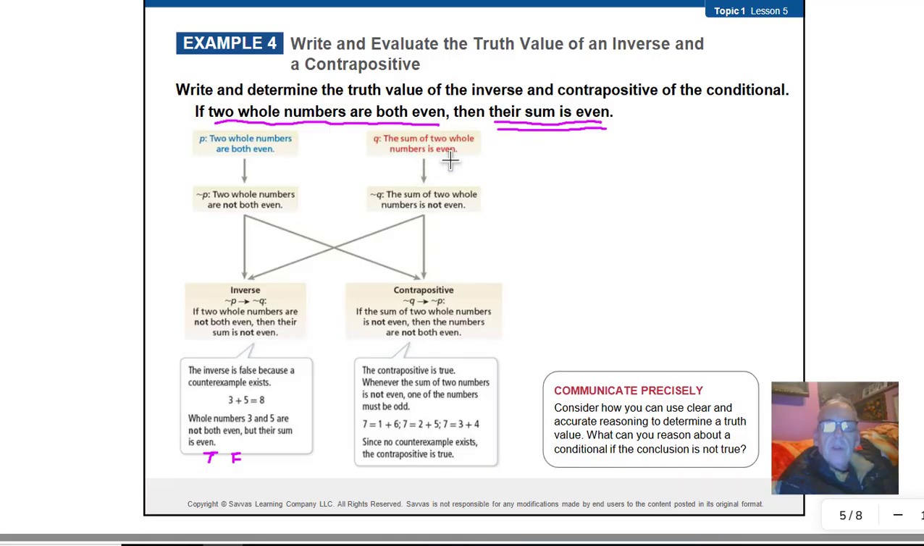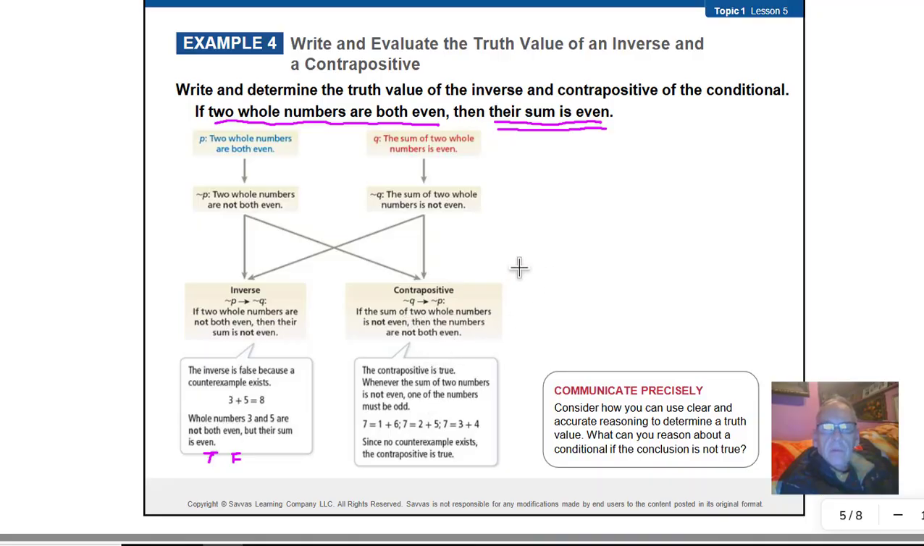Let's look at the contrapositive. Now the contrapositive switches the order. So you have, if the sum of two whole numbers is not even, then the numbers are not both even. Okay, the contrapositive is true. Whenever the sum of two numbers is not even, one of the numbers must be odd.